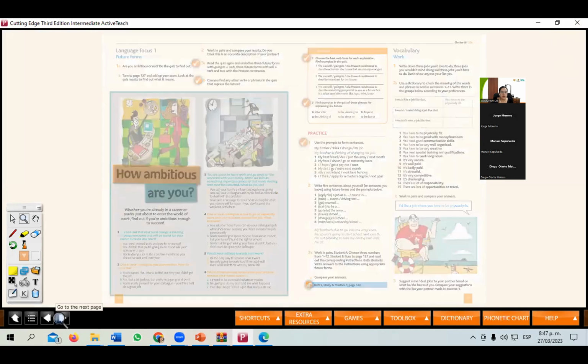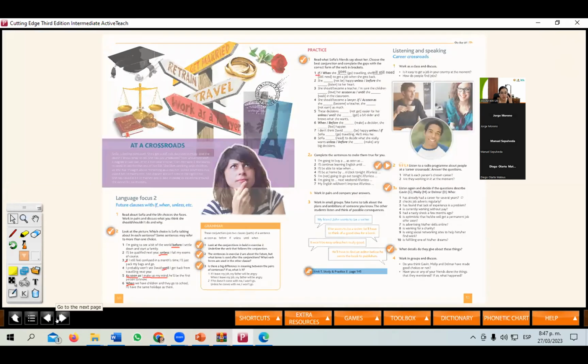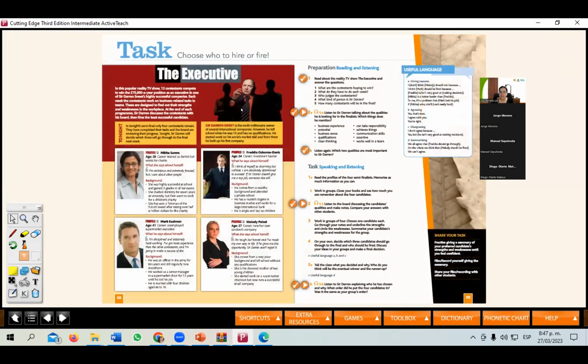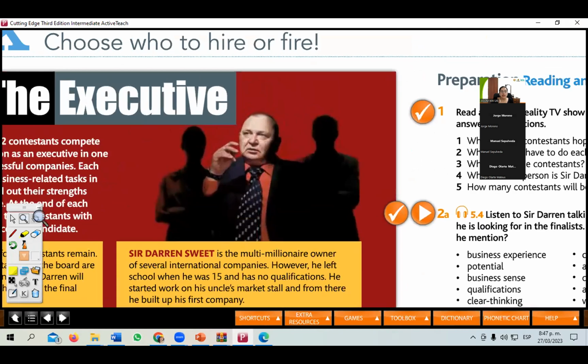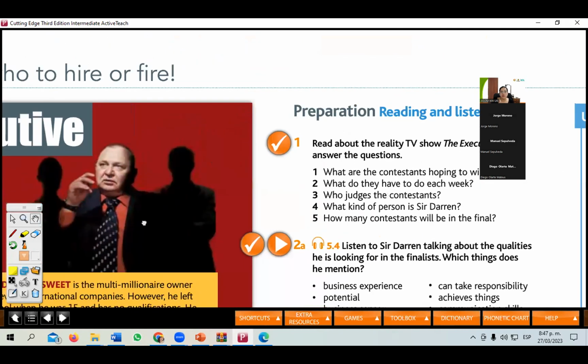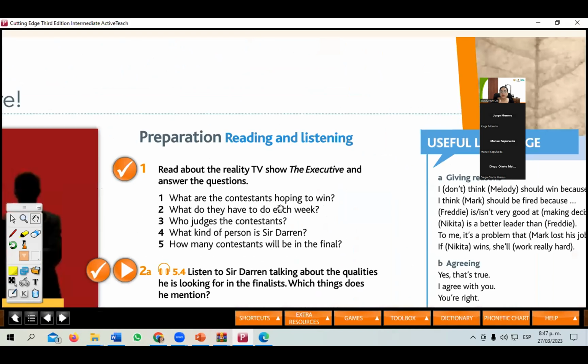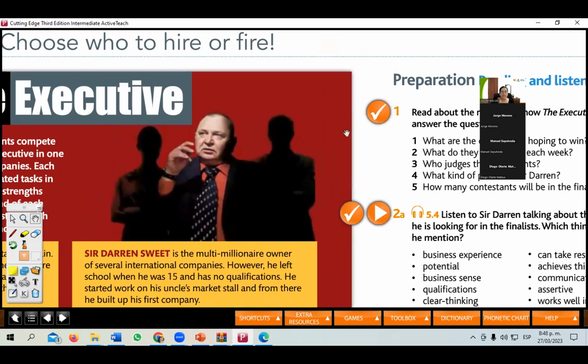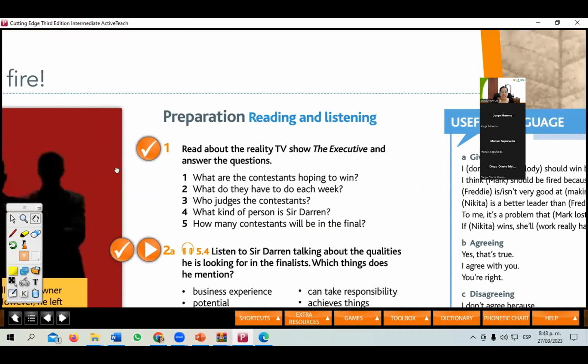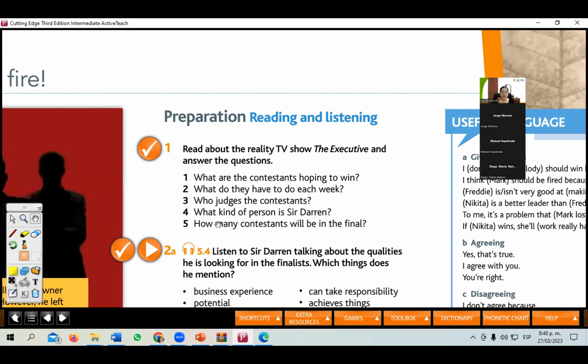Now, today we will finish or almost finish Unit 5 with the task, all right? So it's choose, put to hire or put to fire. Do you know hire or fire? Contratar o despedir. Hire or fire. So we're going to start the preparation for the task, reading the reality TV show, The Executive. And after we read, we're going to answer these 5 questions. All right, let's read the questions, please.